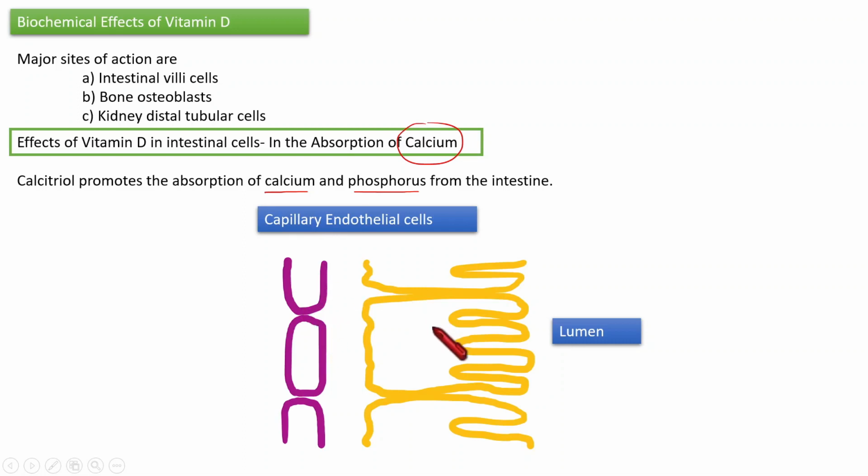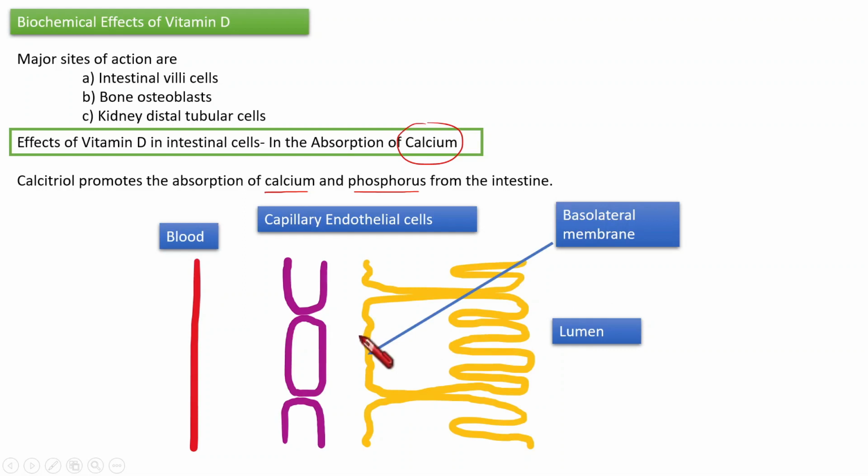Whatever reaches the cells needs to be absorbed into these capillaries. Only then will all the cells in our body obtain whatever nutrient we are ingesting. And beyond that, blood will be there. So this much structure, I think it's clear to you. This is the lumen, this is the intestinal mucosal cell, and these are the endothelial cells of the capillary, and beyond that, blood. And this membrane is called the basolateral membrane.